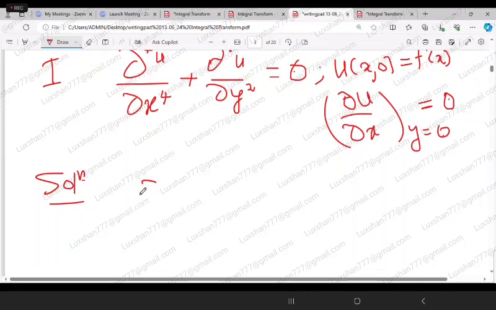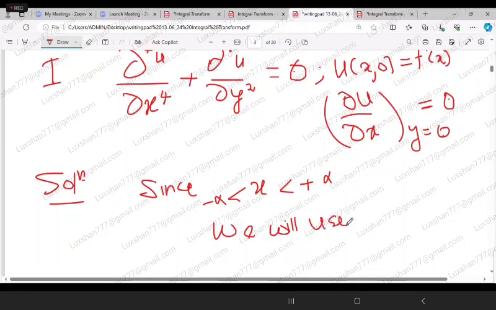Since x is between minus infinity to plus infinity, we will use, and this you don't need to write, it is for your understanding. Can anybody tell me what we will use when the variable is from minus infinity to plus infinity? Which transform will we use?